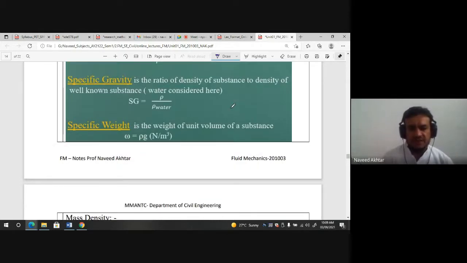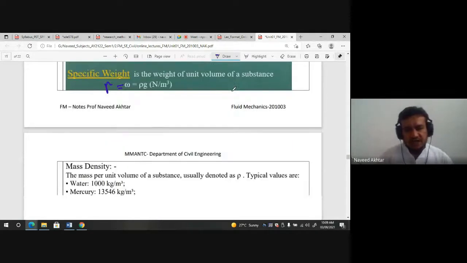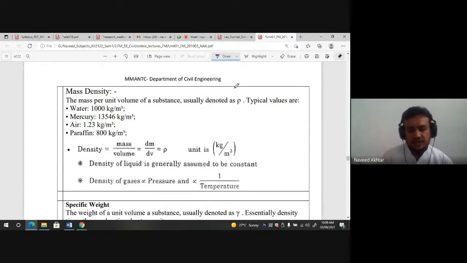specific weight is the weight per unit volume of the substance, that is denoted by gamma. And that is nothing but rho into g. Rho is the density, and g is the gravitational acceleration. Okay. Then the mass density of water is 1000 kg per cubic meter, and mercury is 13,546 kg per cubic meter. Air is 1.23 kg per cubic meter. Paraffin is 800 kg per cubic meter. These are the mass densities of different substances.